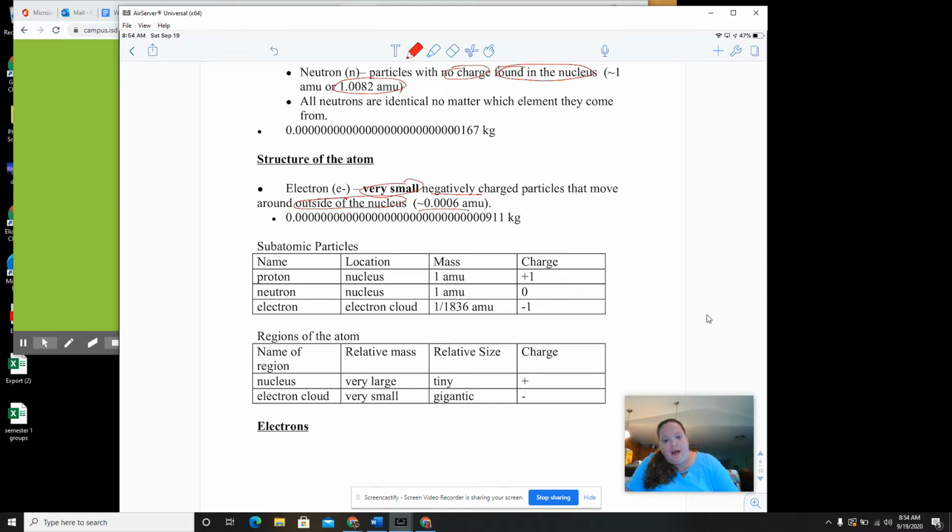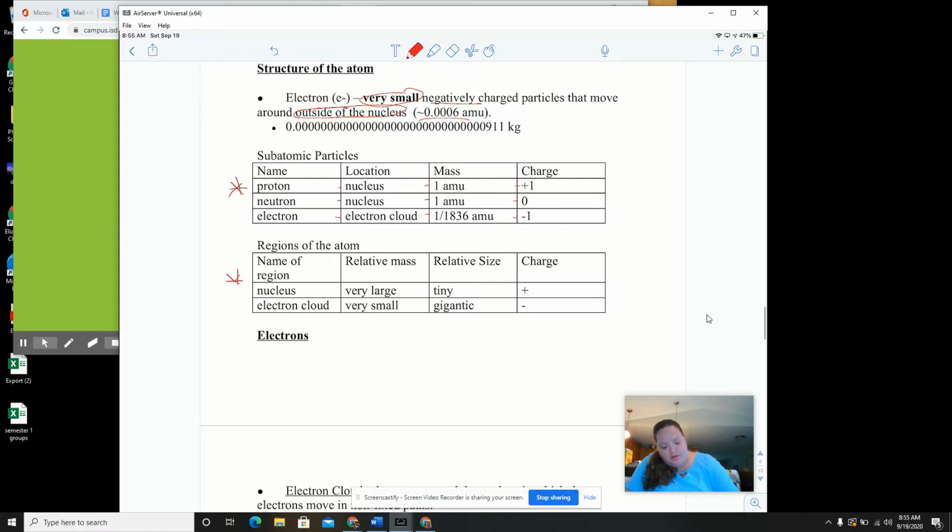Okay, so then what we have are these charts, and these charts are the ones that you want to get yourself familiar with. It sums up everything that the previous notes just said. So the proton, neutron, and electron. Location: nucleus, nucleus, electron cloud. Mass: 1 AMU, 1 AMU, and 1/1836 AMU. Charge: +1, 0, -1. Region of the atom: nucleus, electron cloud. Mass: nucleus very large, electron cloud very small. Size: nucleus is very tiny, electron cloud is very gigantic.